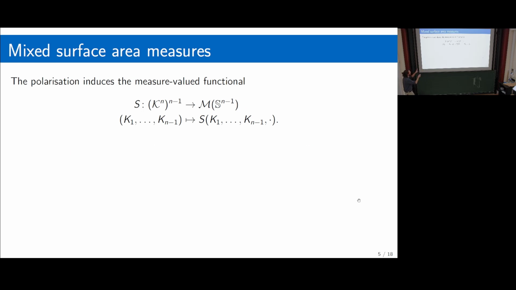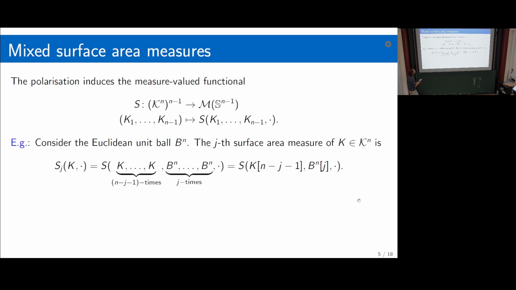Let's get a bit further into this. We can consider these mixed surface area measures just as a functional which is linear in each one of its entries and measure valued. As an example, as I was saying before, if we consider the polarization with balls, we have coefficients in the polynomial expansion, and these are the so-called J-th surface area measures. Already one might wonder, both for these more general ones and for these easier ones, can we characterize the support of these measures?